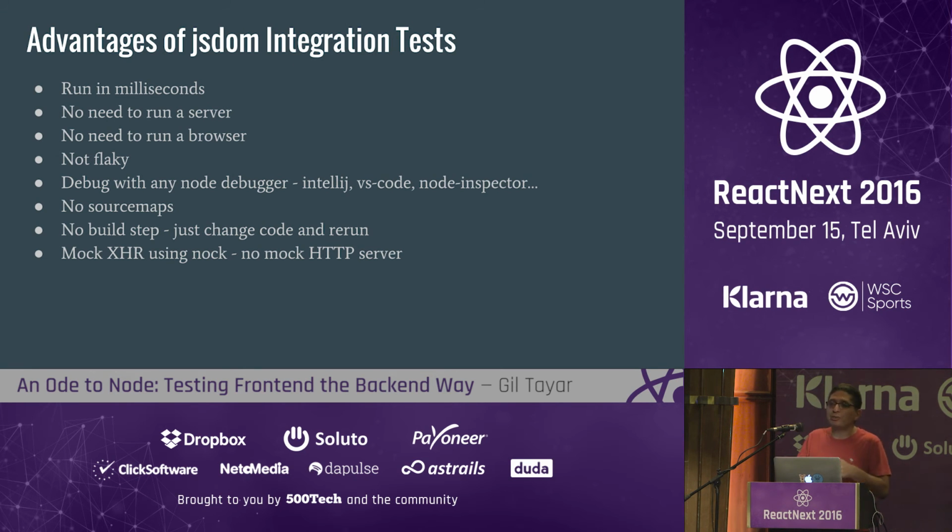No need to run a server to serve those files. No need to run a browser. Not flaky. Well, assuming your tests are synchronous, and if they're asynchronous, that you wrote them correctly. You can debug with any Node debugger. Node Inspector, IntelliJ, Visual Studio Code, whatever. Chrome DevTools now can debug it. No source maps whatsoever. Gone are the days of source maps. Gone are the build steps. You just change, run, change, run.